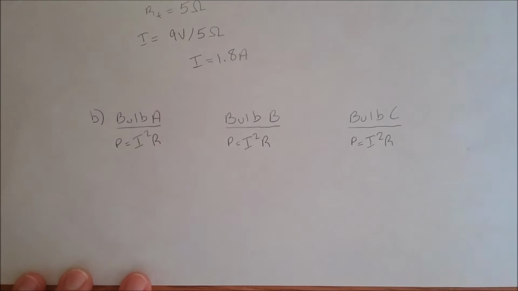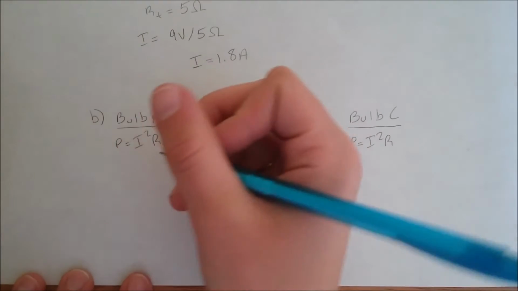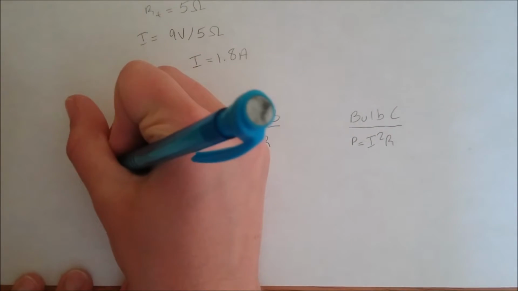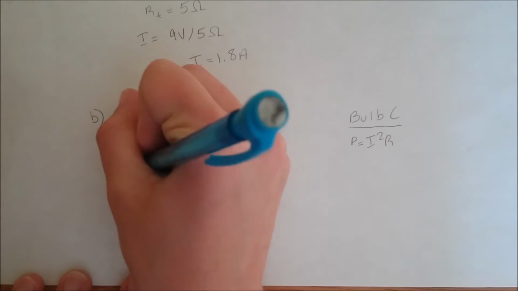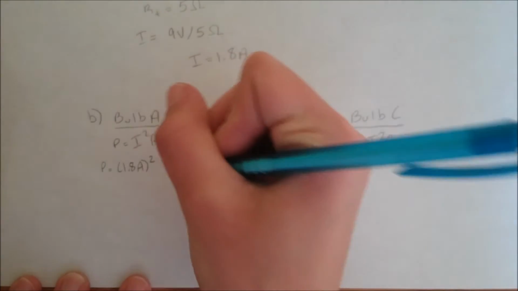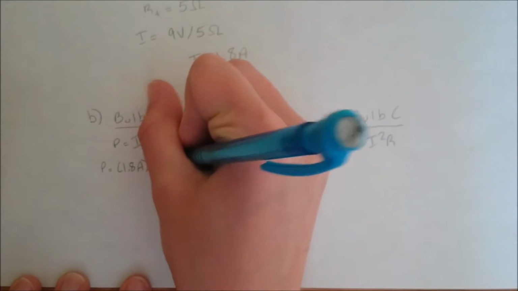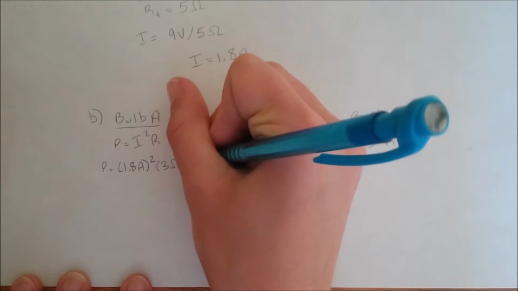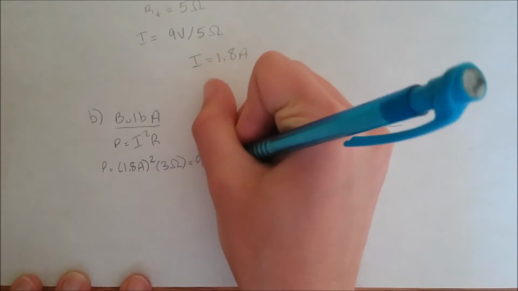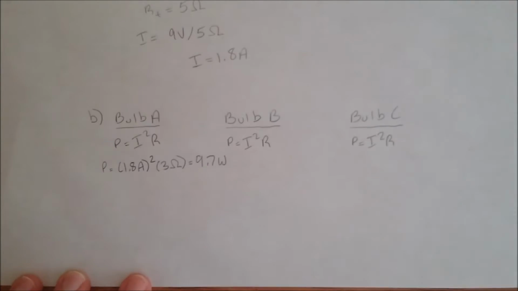So for bulb A, the current is 1.8 amps and the resistance is 3 ohms. So P equals 1.8 amps squared times 3 ohms. So we get 9.7 watts.